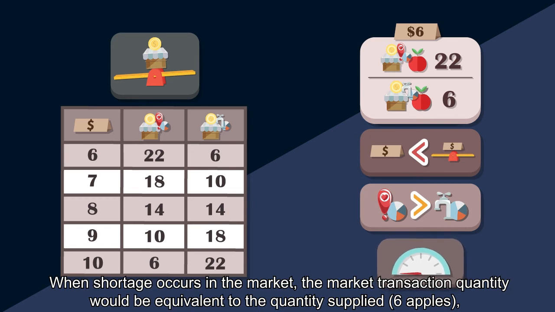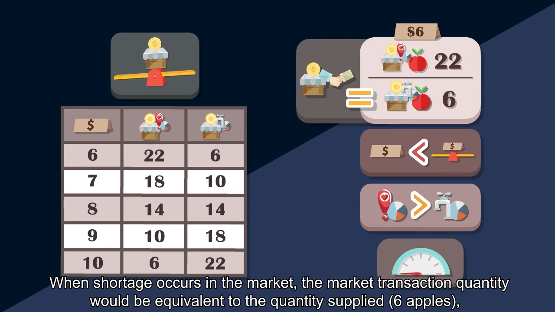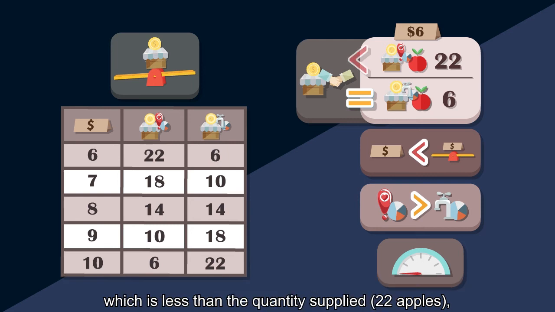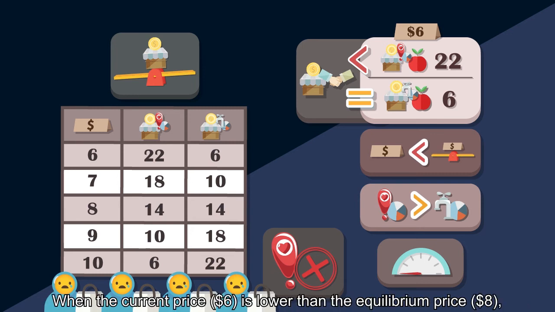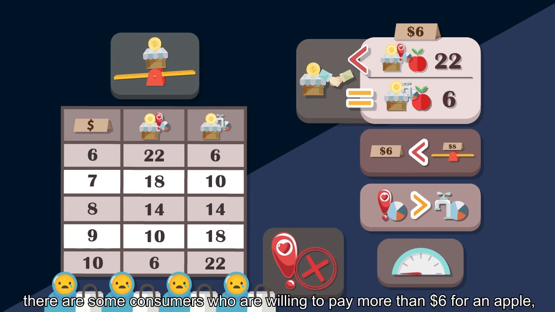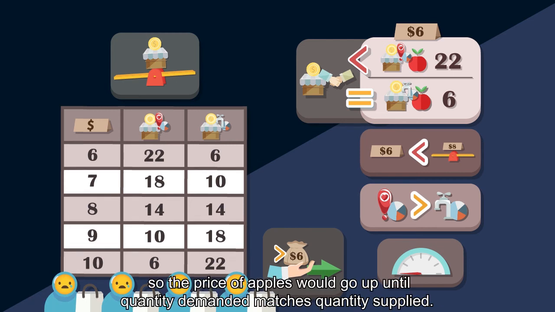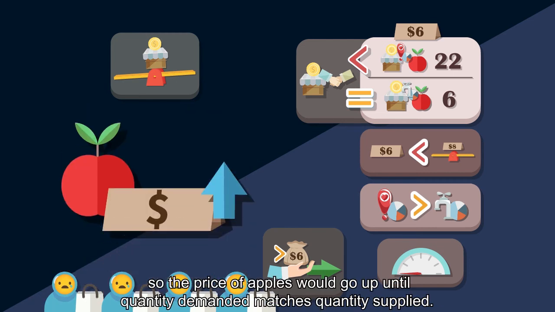When a shortage occurs in the market, transaction quantity would be equivalent to the quantity supplied, 6 apples, which is less than the quantity demanded, 22 apples. Hence, some consumers' demand of apples are not satisfied in the market. When the current price, $6, is lower than the equilibrium price, $8, there are some consumers who are willing to pay more than $6 for an apple, so the price of apples would go up until quantity demanded matches quantity supplied.